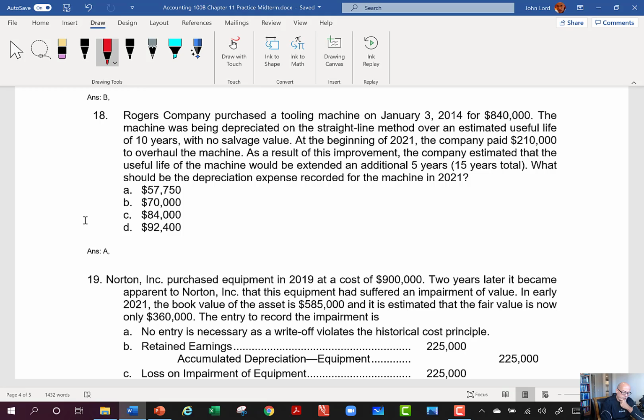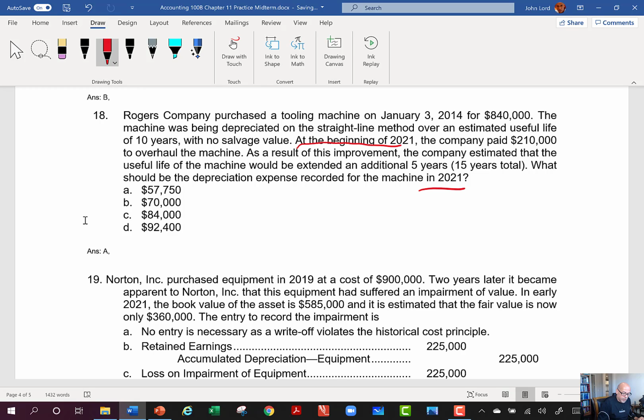The machine was being depreciated on a straight line method over an estimated useful life of 10 years with no salvage value. At the beginning of 2021, it doesn't matter. In this one, it does matter when they paid this because we are going to add to the value. At the beginning of 2021, the company paid $210,000 to overhaul the machine. As a result of this improvement, this is not impairment, it's improvement, the company estimated the useful life of the machine would be extended an additional 5 years. What should be the depreciation expense recorded for the machine in 2021, which is the year that they added this stuff to it, okay? Whatever they paid to overhaul the machine, okay?